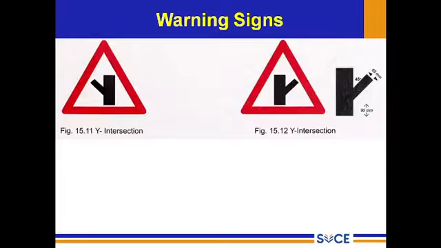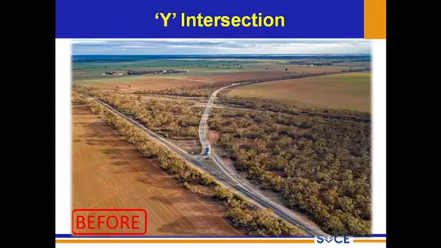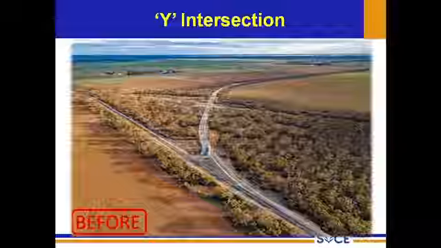Next, the Y intersection. The Y intersection may be like this or exact Y in shape. Okay, so the Y intersection ahead. With this symbol, it is notified to the road users. So you can see the typical Y intersection, right? It is an excellent Y intersection. There is a traffic island in between.